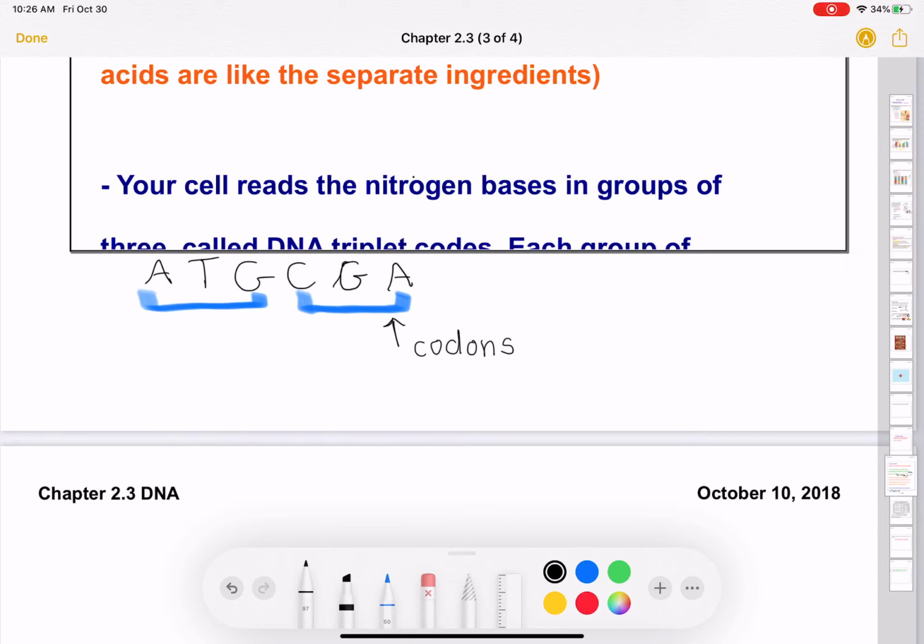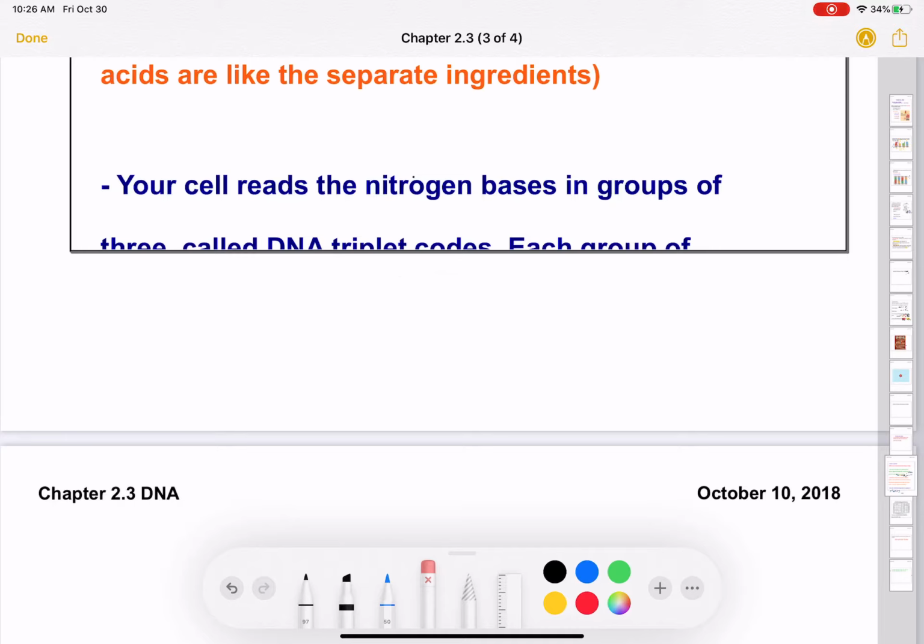And then this last part is cut off, so I'll explain to you exactly what it did say. It says your cell reads the nitrogen bases in groups of 3. These are called DNA triplet codes. Each group of 3 nitrogen bases codes for a specific amino acid. These can be found in your data booklet.